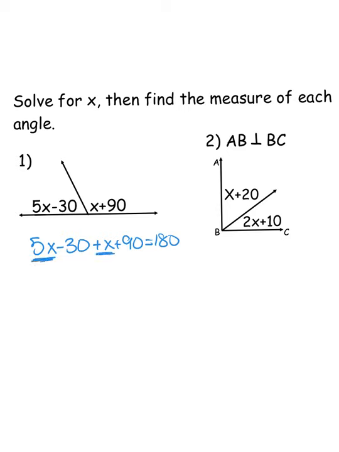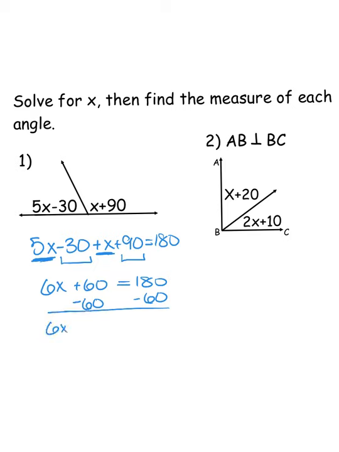5x plus 1 more x is 6x. Negative 30 plus 90 is 60. That equals 180. If I subtract 60 from both sides, I get 6x equals 120. If I divide by 6, I get that x equals 20. If I go back and read the question, it says find the measure of each angle.